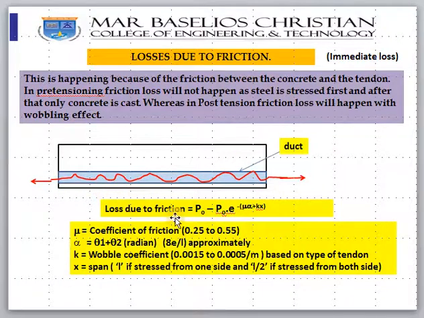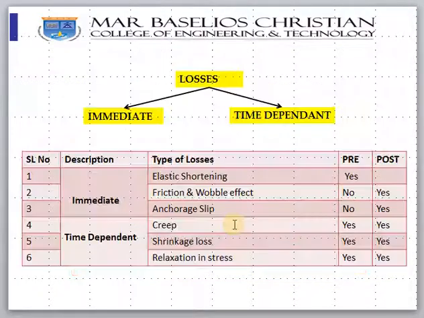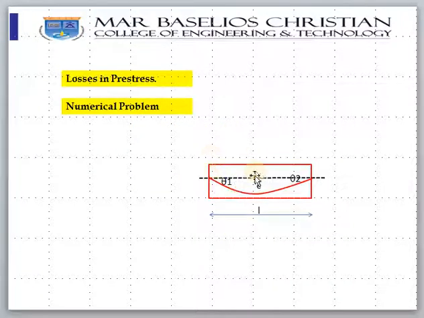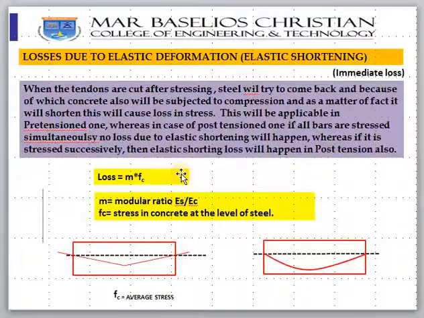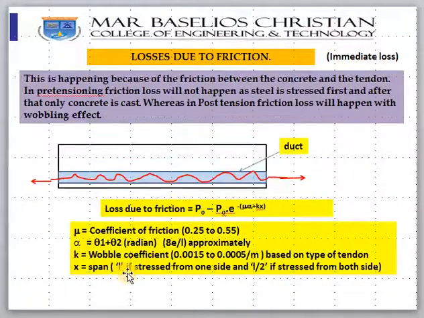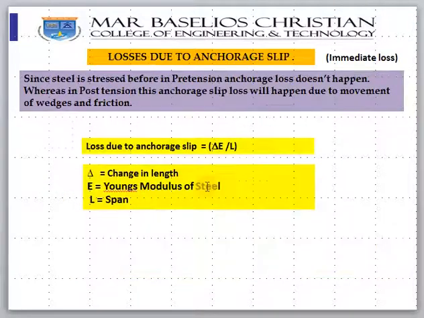One thing we should notice is that normally we say the steel will be pulled from both sides. Suppose it is pulled from only one side, there can be that also. If it is stressed from one side, then X should be taken as L, and if it is stressed from both sides, then X should be taken as L by 2. Please keep that in mind and note it down. So this is how it is calculated.